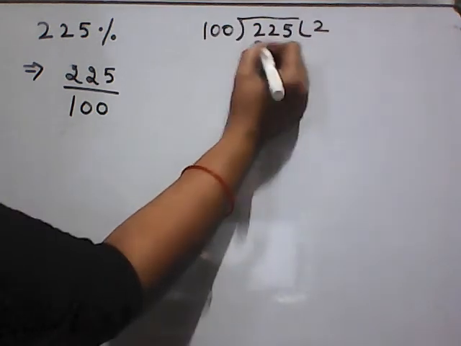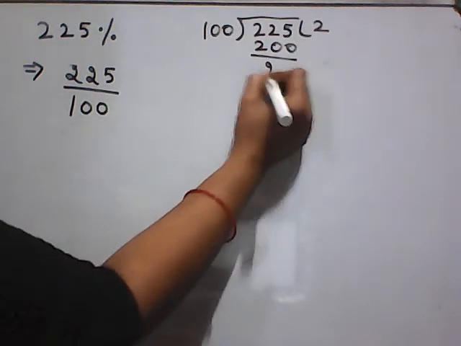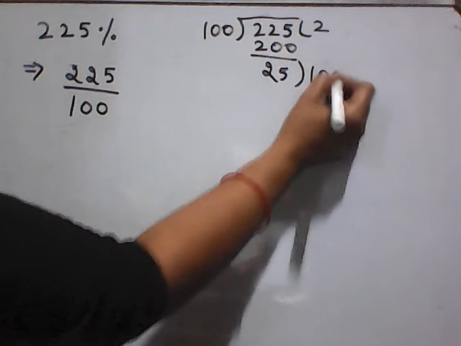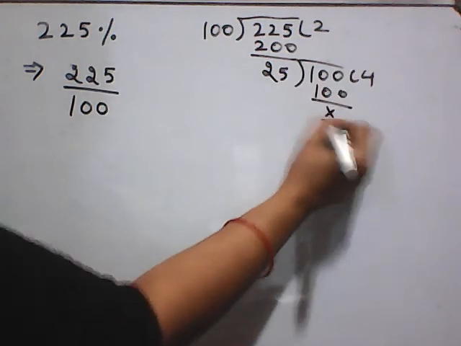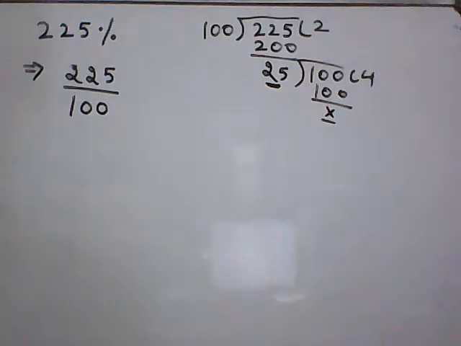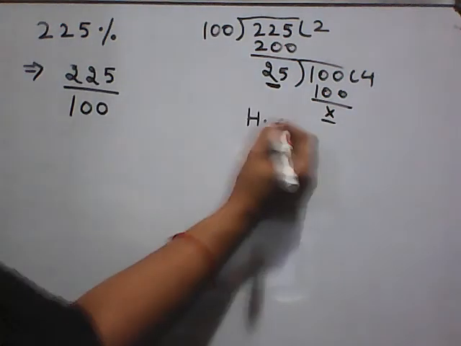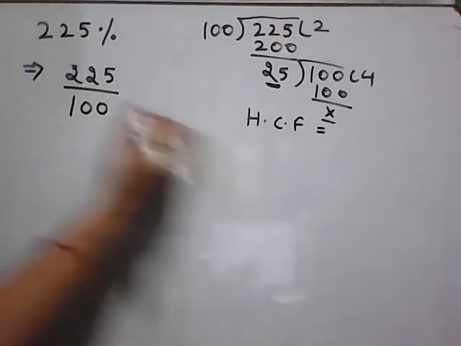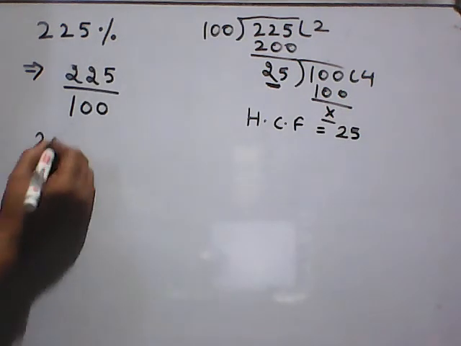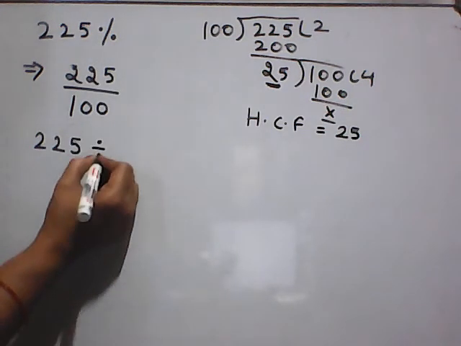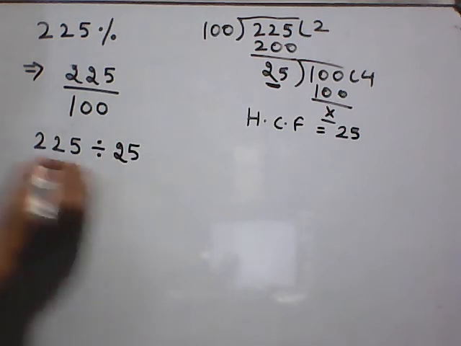100 twos are 200, 225 minus 200 is 25. 25 fours are 100. Remainder 0. So HCF is 25. Here the HCF of 225 and 100 is 25. So divide the numerator and the denominator by their HCF, 25.